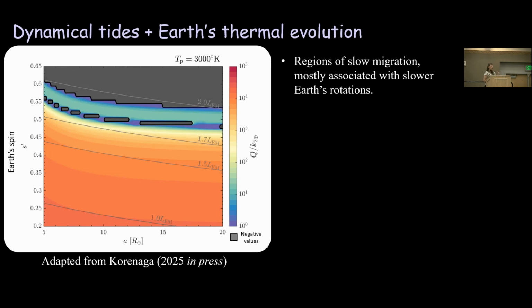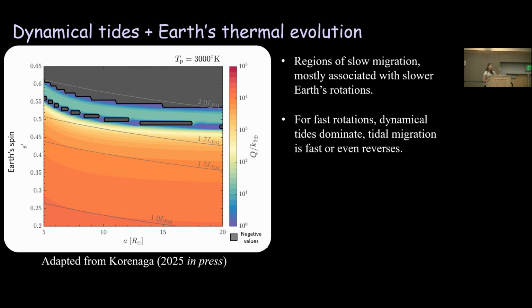And you can see that for low rotations, we have regions of Q over K2s that are large. So we think that evection resonance can indeed occur in these regions. However, for fast rotations, these are the cases for high angular momentum impacts, the dynamical tides dominate as opposed to the equilibrium tides, which are usually assumed for the Earth-Moon system. And these dynamical tides cause resonances inside the magma ocean to get excited, and therefore Q over K2 is going to plummet or even reverse its direction.